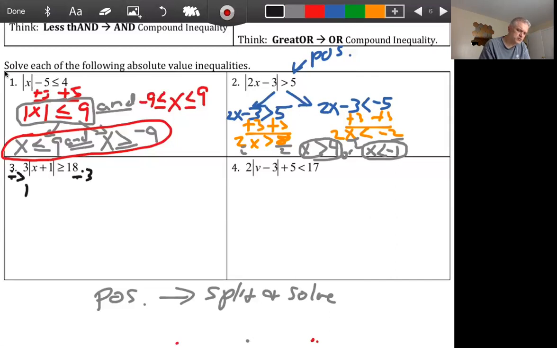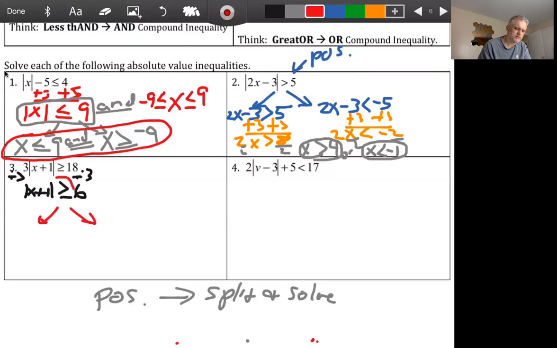So we've got the absolute value of x plus 1. I divided by a positive, so I'm not going to change the direction of anything. 18 divided by 3 is 6. Okay. Once again, this is a positive number. A positive number. So we are going to split it. By the way, is it going to be greater than, excuse me, is it going to be or and?